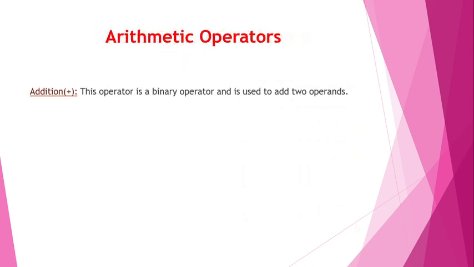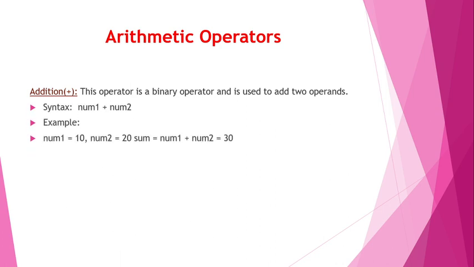Let's discuss the addition operator. The operator is a binary operator and is used to add two operands. And its syntax is num1 plus num2. For example, if num1 is equal to 10 and num2 is equal to 20, then sum is equal to num1 plus num2, that is equal to 30.